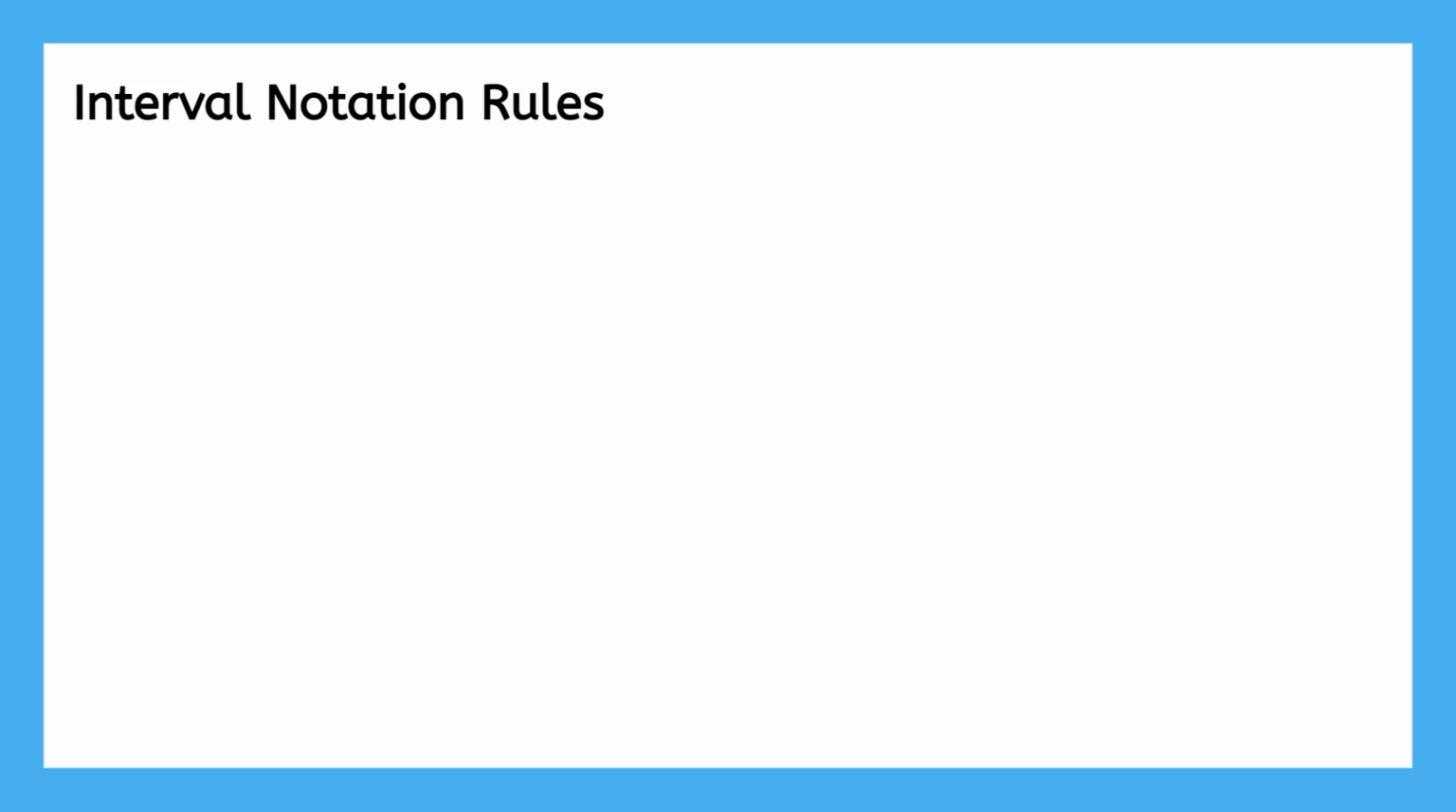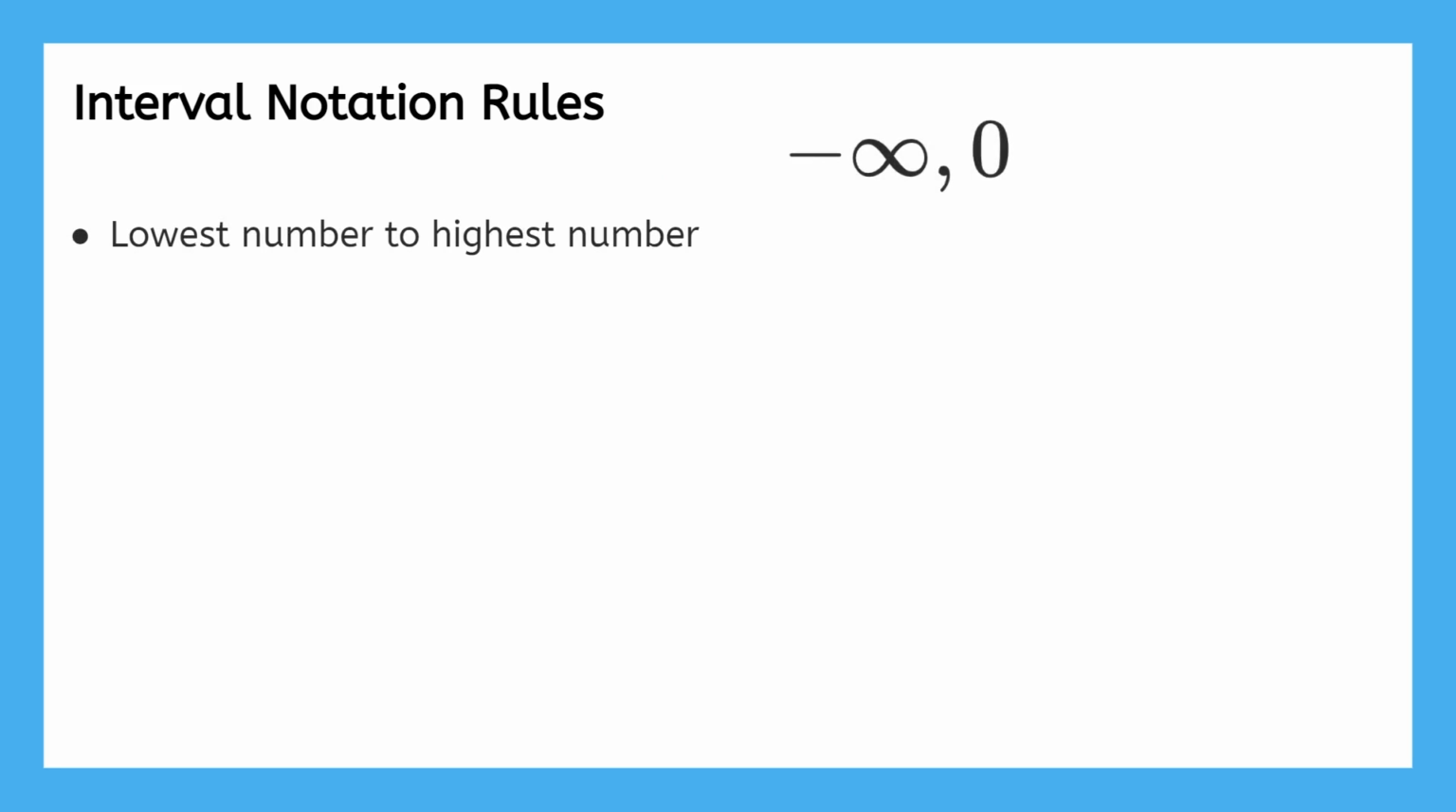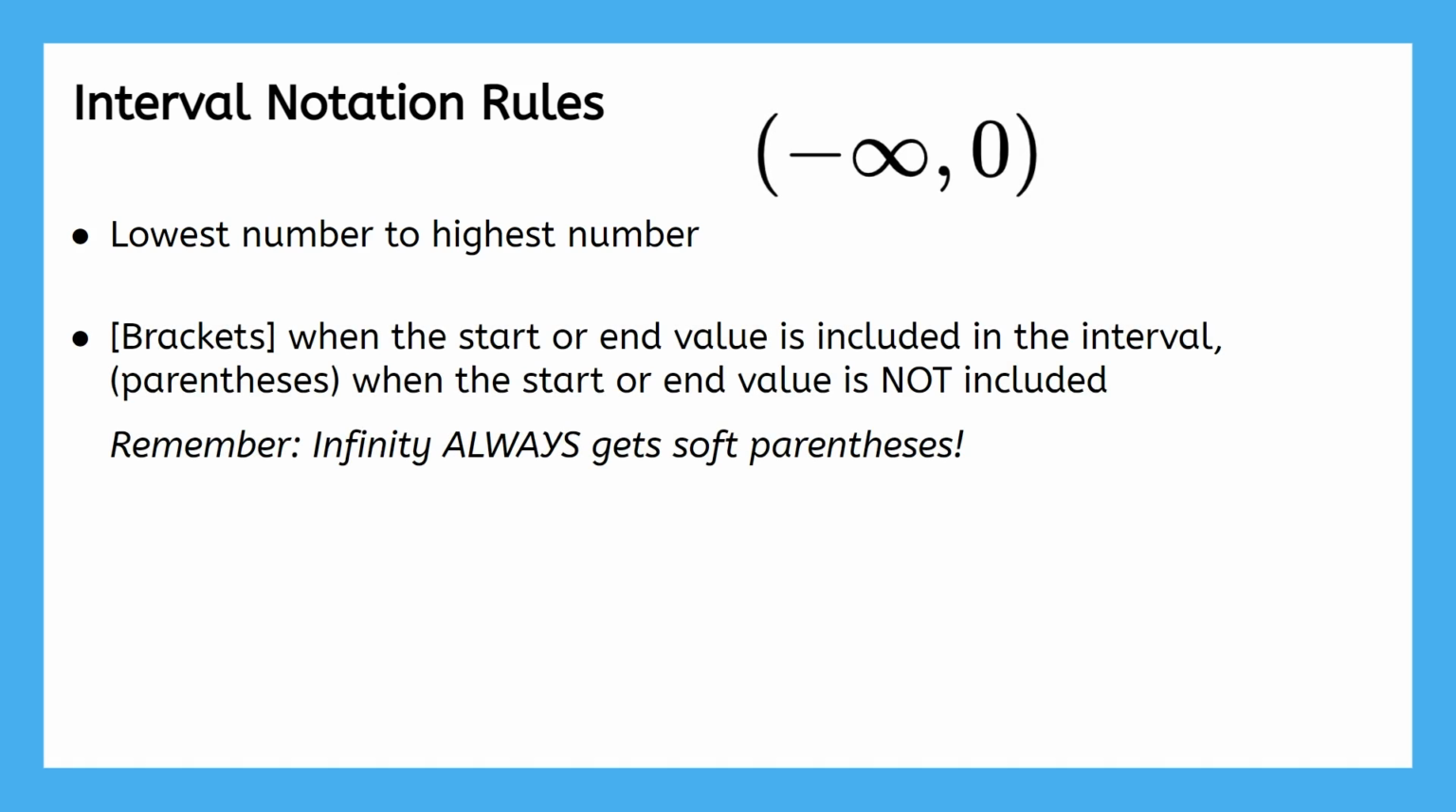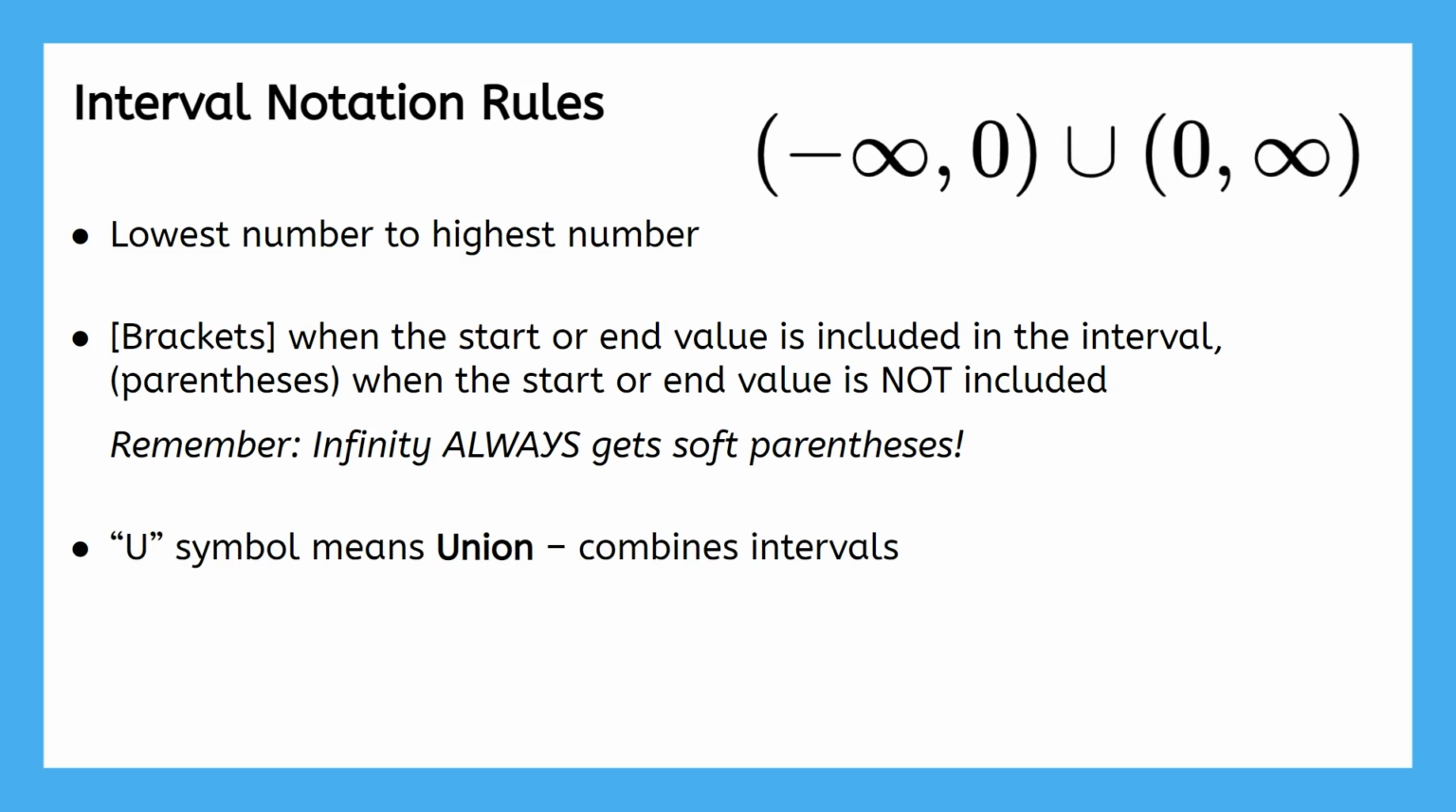Here's a quick summary of the interval notation rules. The intervals should be written lowest number to highest number. Use hard brackets when the start or end value is included in the interval, and soft parentheses when the start or end value is not included in the interval. Remember, infinity always gets soft parentheses, and the U symbol means union, and it combines intervals. Always use the U if you have more than one interval to include in a domain or range.